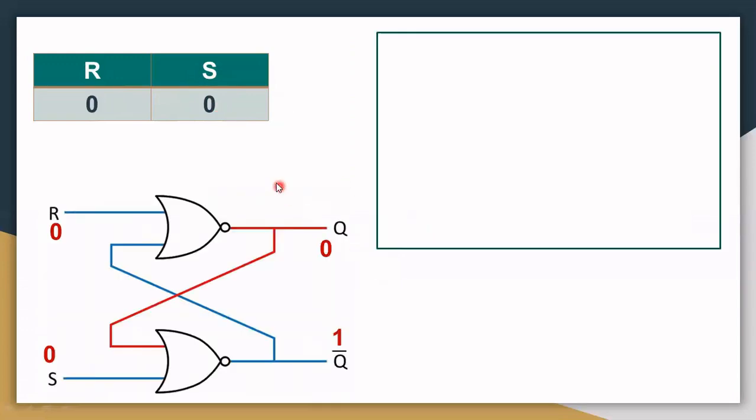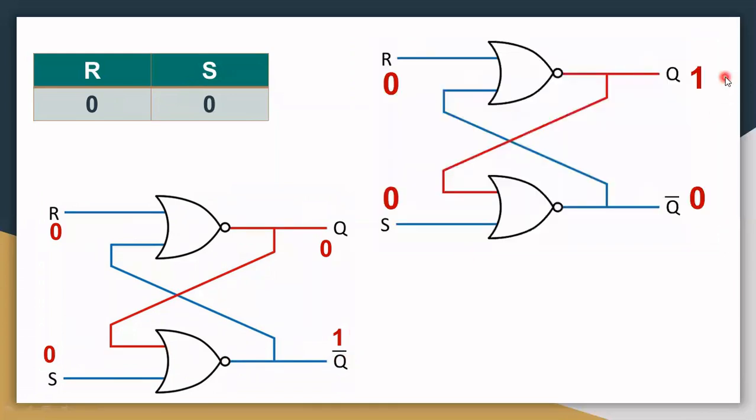state. In the second condition, I am considering Q is equal to 0 and Q dash is equal to 1 with the same inputs, R is equal to 0 and S is equal to 0. R is equal to 0, 1 from here, 0 and 1 gives 1, NOR gate output 0. So the output is 0. 0 fed to the second NOR gate, S is equal to 0, 0 and 0 to the OR gate gives 0 and it is inverted in the NOR gate to 1. Therefore, the output is 1. So, there is no change in the output in both cases.